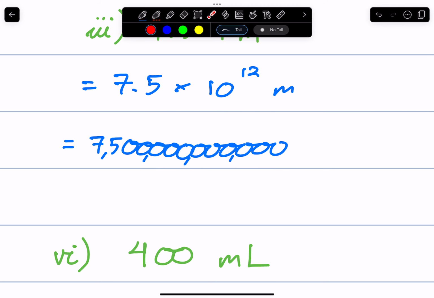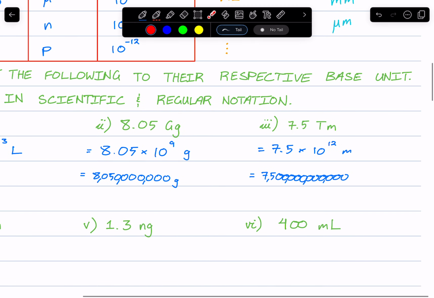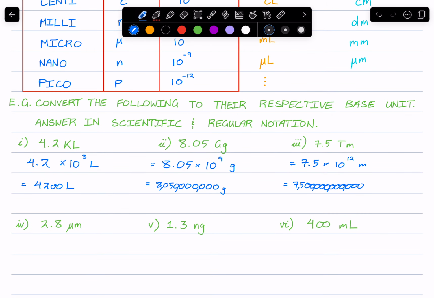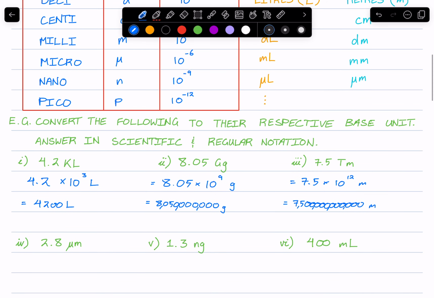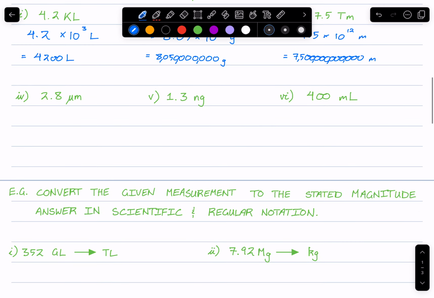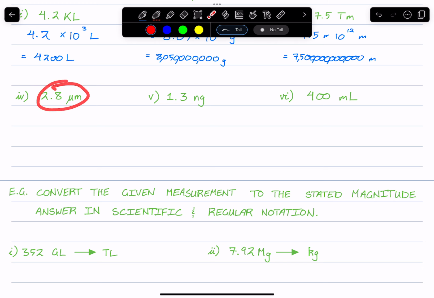I'm unsure what this actually is anymore. I believe it might be 7.5 trillion meters. I'm unsure what that is anymore, but that's how we would do this in both scientific and regular notation. So let's keep going, this time using smaller versions of these units.